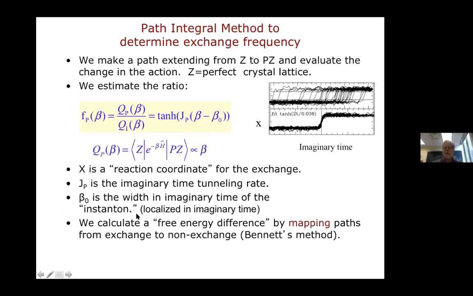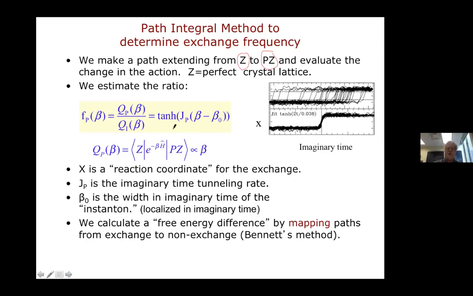Now, we're going to describe how we do the path integral calculation of the exchanges in the crystal. I call Z here a perfect crystal arrangement. That is numbering the helium atoms and assigning them to lattice sites. PZ would be another arrangement. And we're concerned with just say 2 or 3 body exchanges. And so P is like exchanging 2 atoms from one lattice site to another.